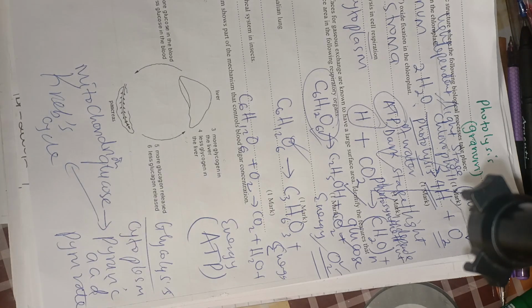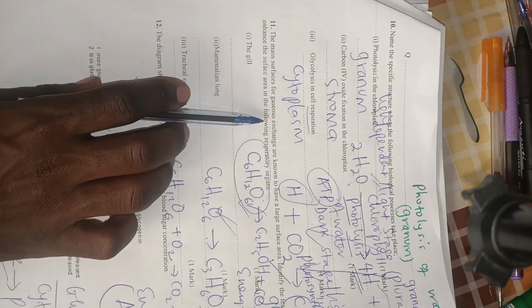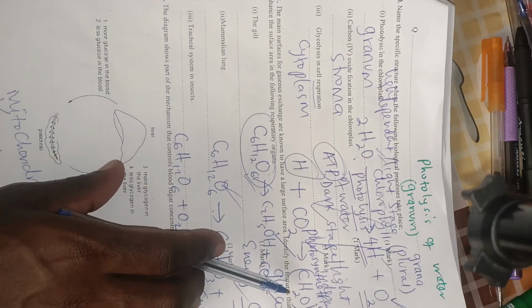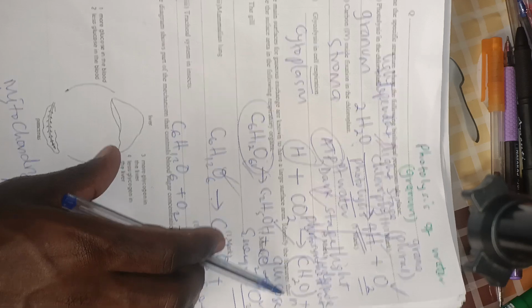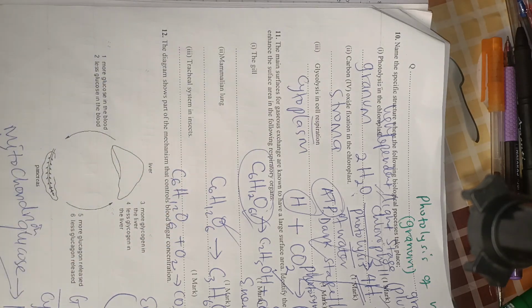So let's get to numbered question 11. The question reads, the main surfaces for gaseous exchange are known to have a large surface area. Identify the features that enhance the surface area in the following respiratory organs. The gill. When you went to this topic called gaseous exchange, you were told that the gill is a structure used to enhance gaseous exchange in organisms that fall under class Pisces. These are the fish, either made of a bony structure or a cartilage.